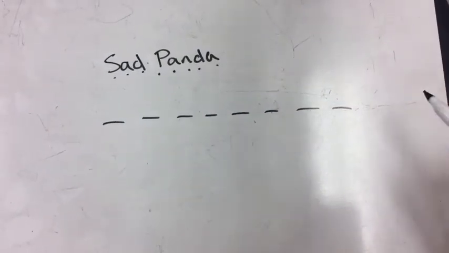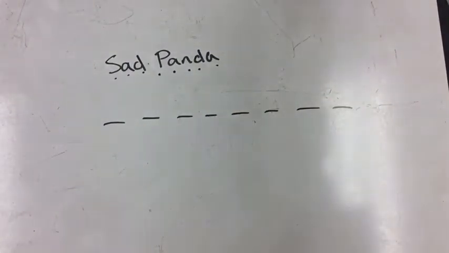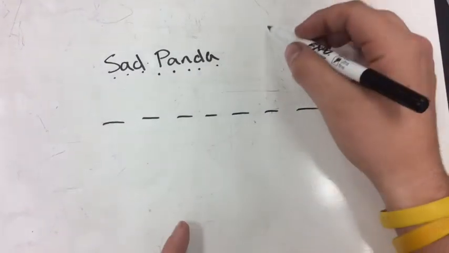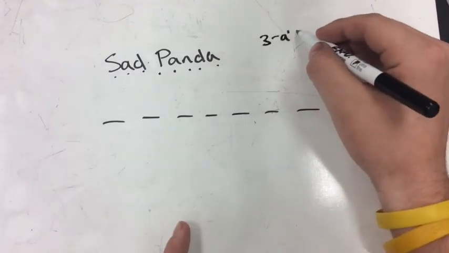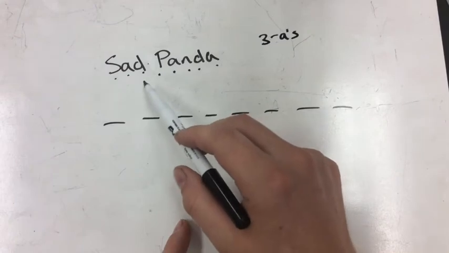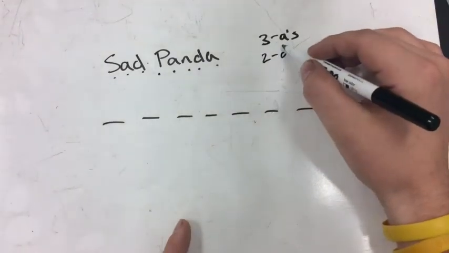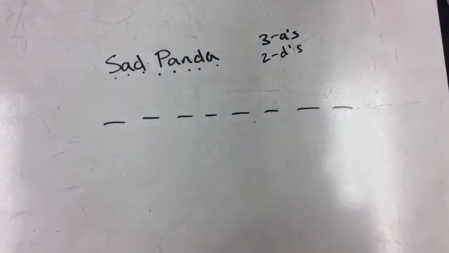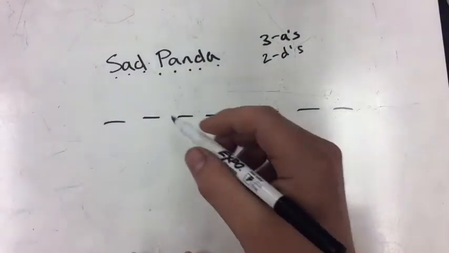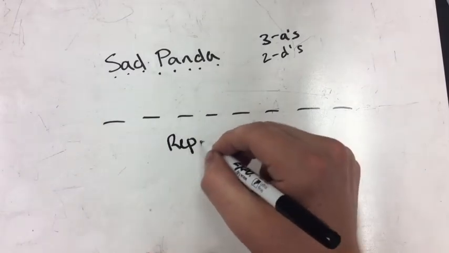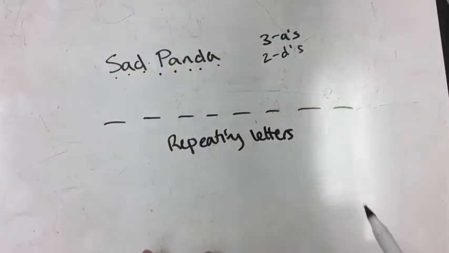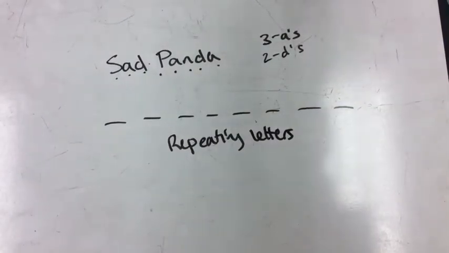However, this is a little different from when we were doing it in the last video. The reason for this is, check out, there are 3 A's. There's also 2 D's. And those are the only repeating letters. When we have repeating letters, we need to divide by those letters' factorial.